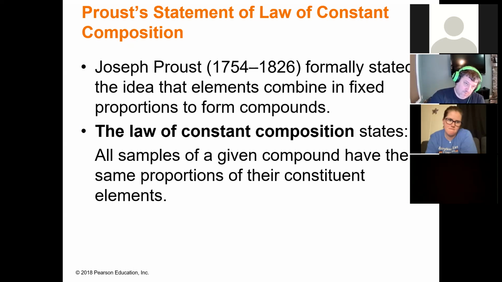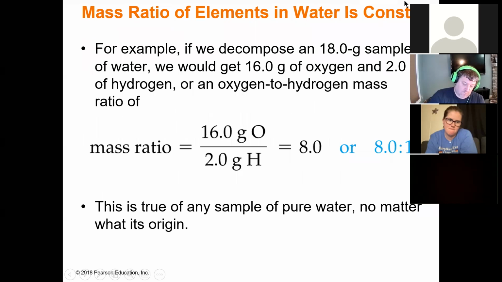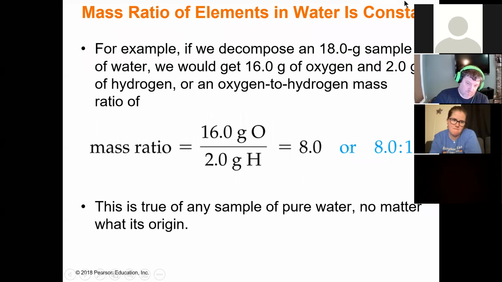Our sample could get as big as the ocean, well, I guess not the ocean because that's a mixture with salt water, but let's say it's as big as a swimming pool and it has pure water. We're going to have 2 hydrogens for every 1 oxygen. The mass ratio of all of the elements, no matter their size, is also constant.